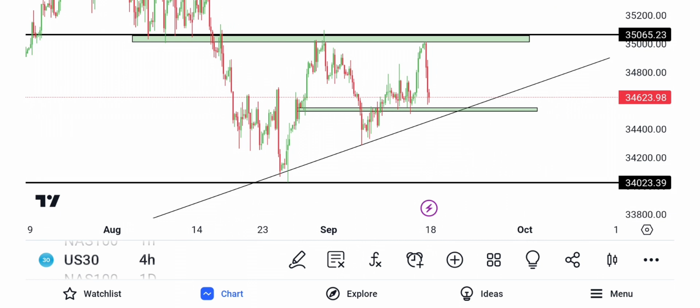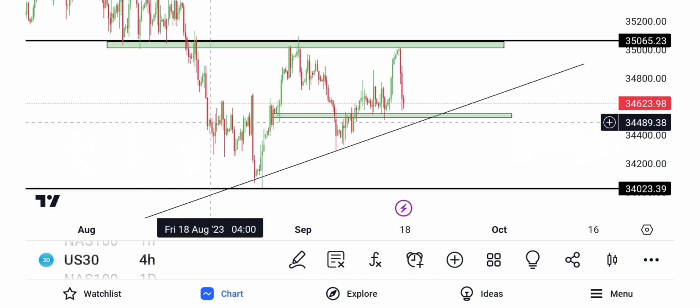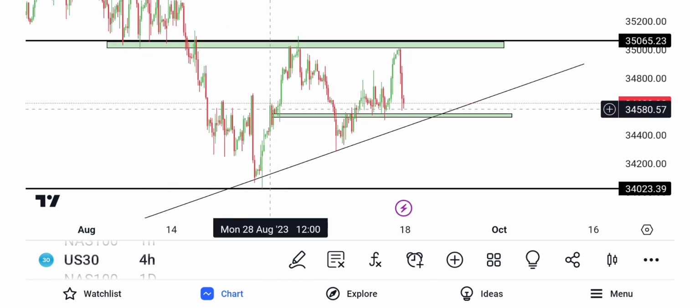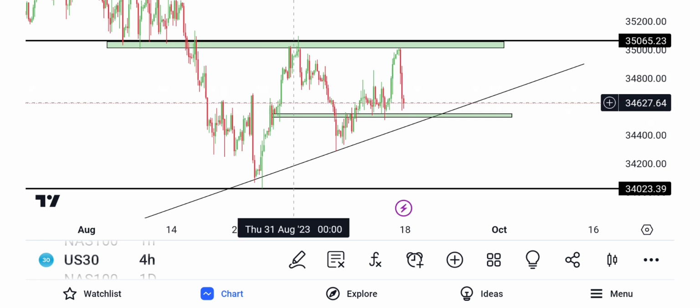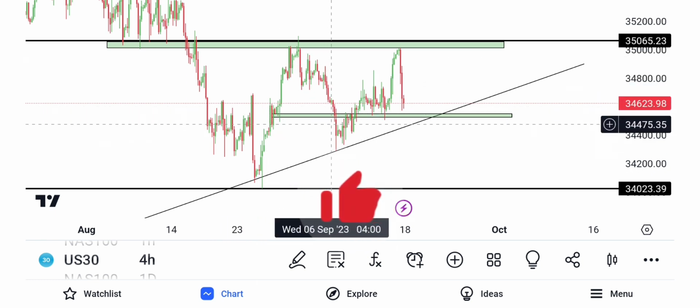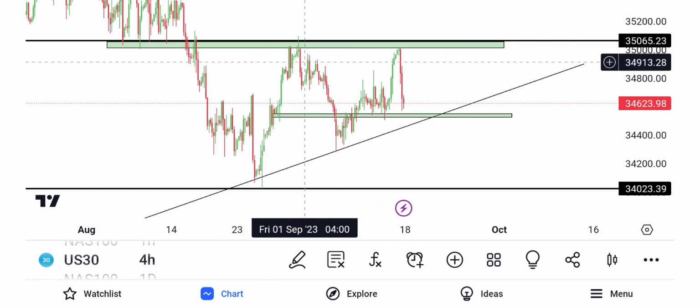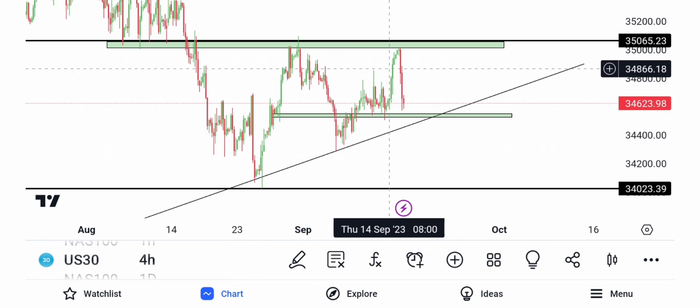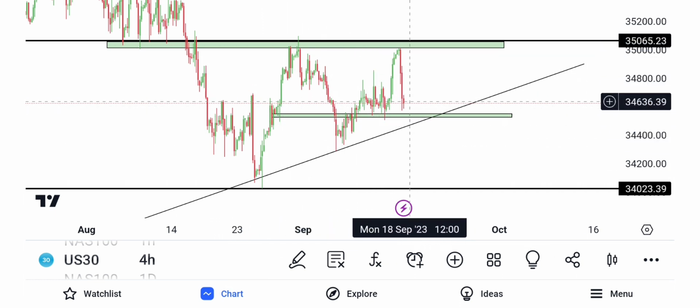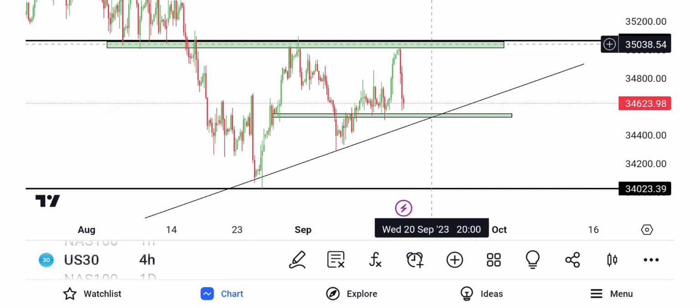We have a support there. So we can see now that the market is ranging in between these zones, right? It's easy for us to trade in between the zones. Why am I saying so? Because the market is going up, then it's going down, then it's going up, then it's going down, then it's going up, then it's going down. What do you think is going to happen here? The market's going to go up, right?